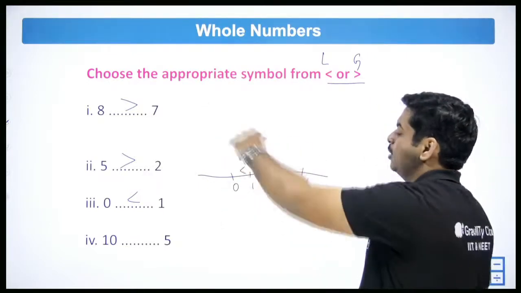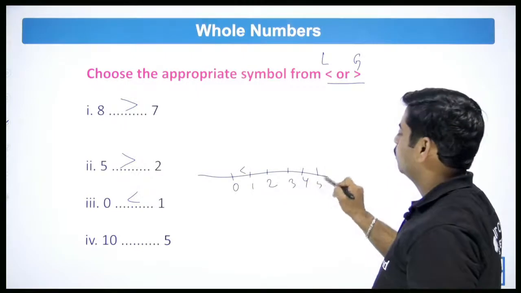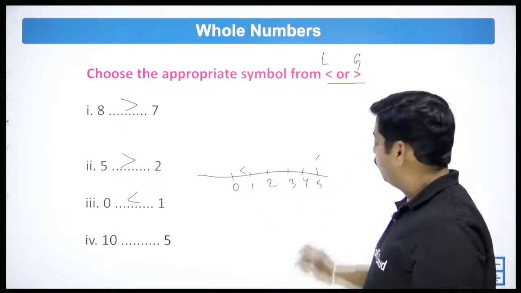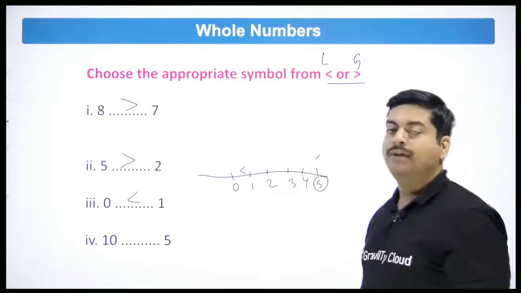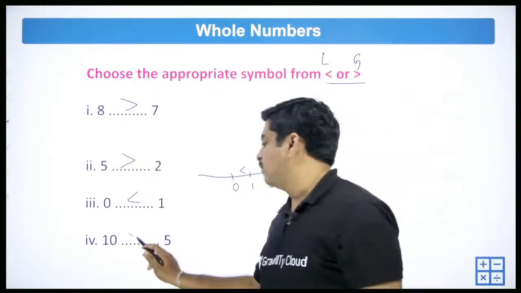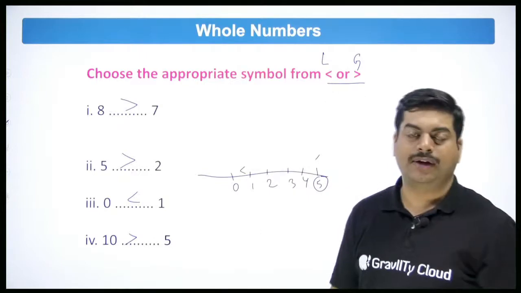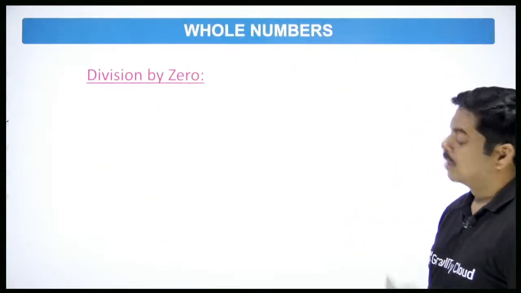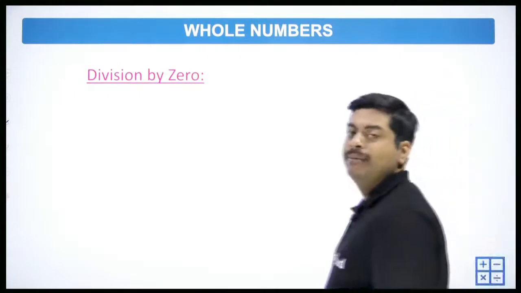Whereas 5 and 2, if we have 5 here and 2 here, then from 5 we need to come towards the left. So 5 is a greater number than 2. Right? In the same way, 10 is greater than 5. Clear? Next one. Okay, so the next important thing is the division by 0.